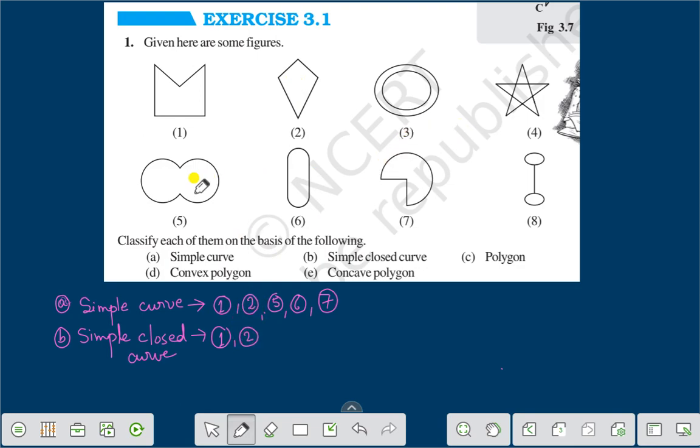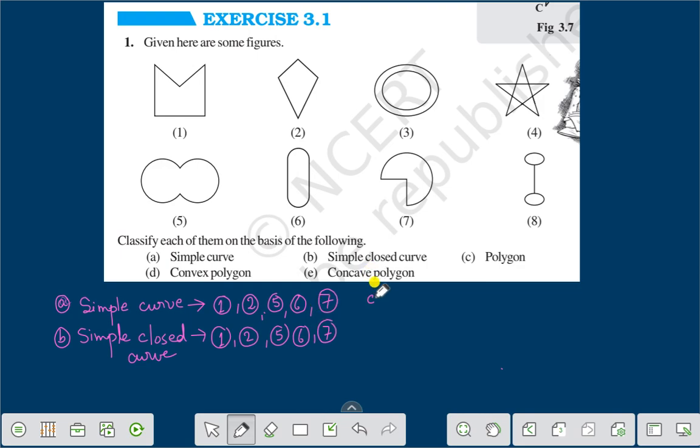5, you see this one, this has no endpoints. This is also a simple closed curve. And here also is 6. 6, this one, there is no endpoint here also. Therefore 1, 2, 5, 6 are simple closed curves. And 7, here also this is closed. There are no endpoints. Therefore 1, 2, 5, 6, 7 are simple closed curves.